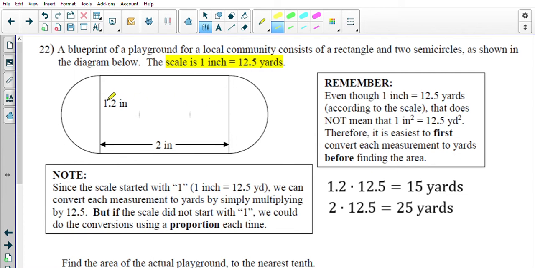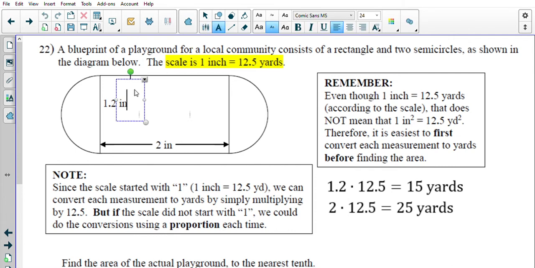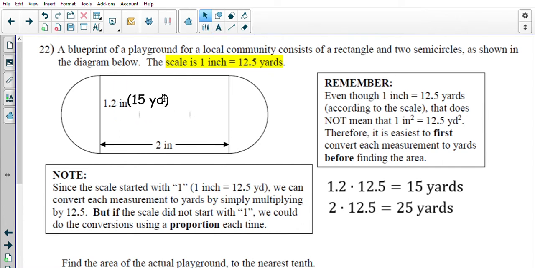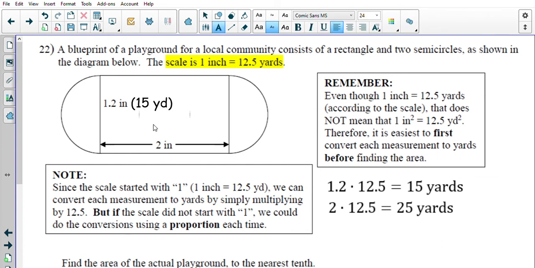So I'm going to convert the 1.2 inches into yards. Take 1.2 times 12.5 from the scale that's given. It's highlighted on your paper too, just not yellow on your paper, it's gray. That's going to be 15 yards. So I'm going to put next to this 15 yards in parentheses. Make that a little bit smaller. So this is going to represent 15 yards. 2 times 12.5 is going to get us 25 yards. That's going to be this length right here.